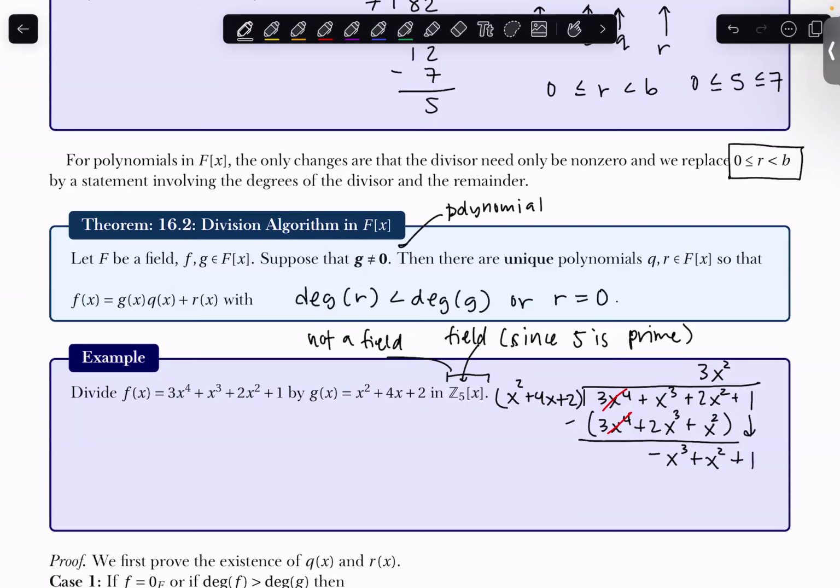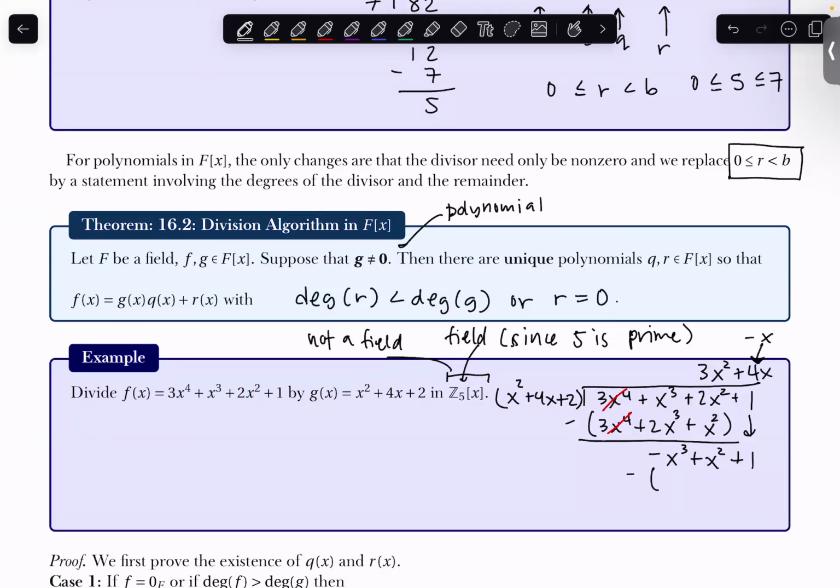Okay, and then I continue my process again. This is going to be the last step that we'll have. I want to look at my leading coefficients, and I think, what do I multiply to x squared to give me back negative x squared? I need a minus x. But here I do want to think about it in Z5. What would my minus x equal here? Plus 4x. Right? My -1 is the same as +4. So that's where this is coming from here. And then I'll do the same process. I'll multiply 4x to this entire polynomial and then subtract it down here.